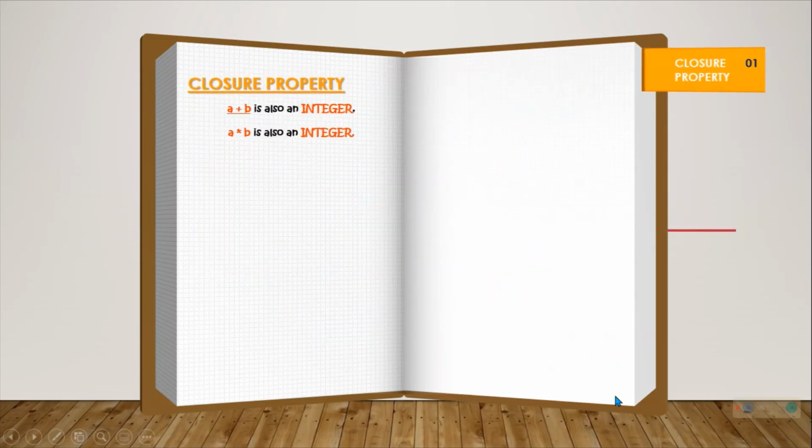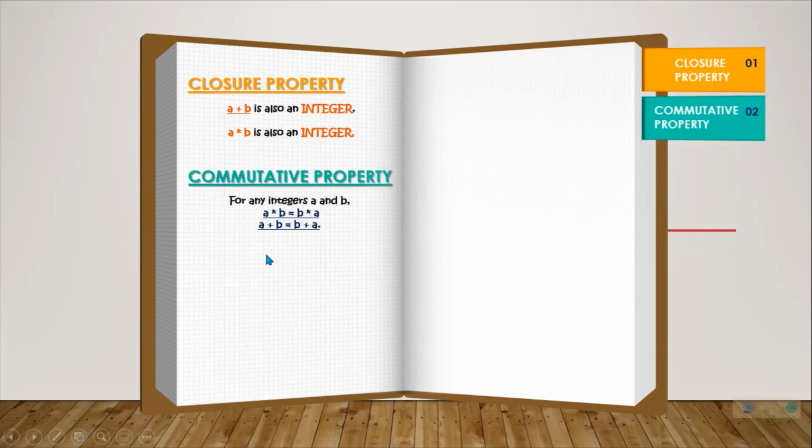Next. So let us review the 7 properties of operation on integers. So we have closure property: a plus b, or a times b, is equal to an integer. Then the second one is commutative property. A times b is equal to b times a. A plus b is equal to b plus a. Nagpalit ng posisyon. That is commutative property.